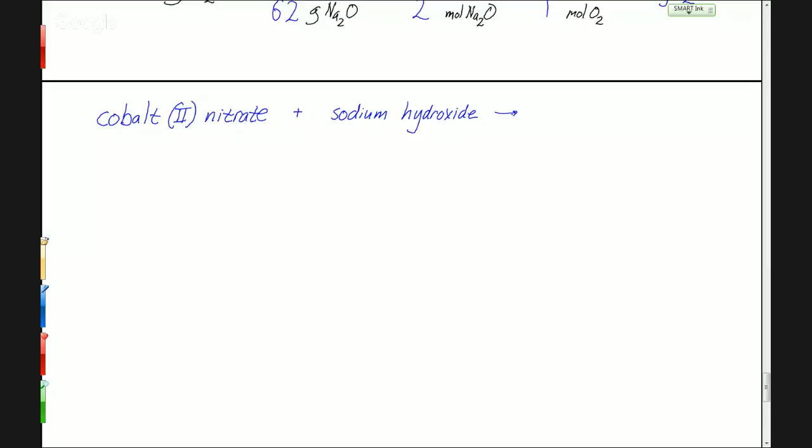All right, let's look at the compounds first. Cobalt 2 nitrate is going to be Co(NO3)2. And then sodium hydroxide, NaOH.